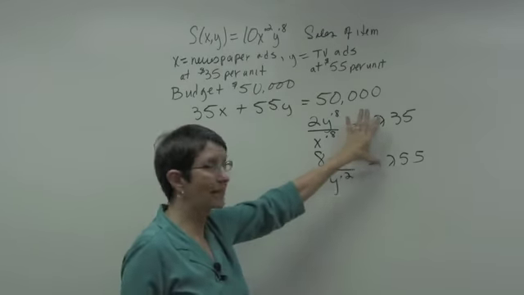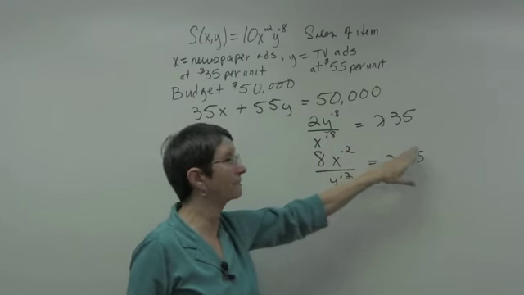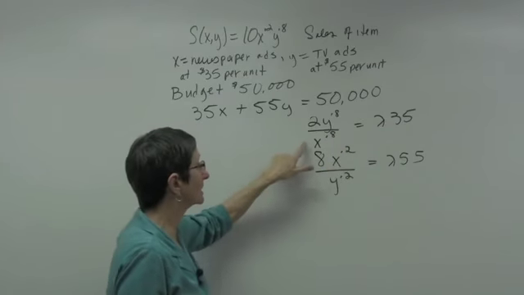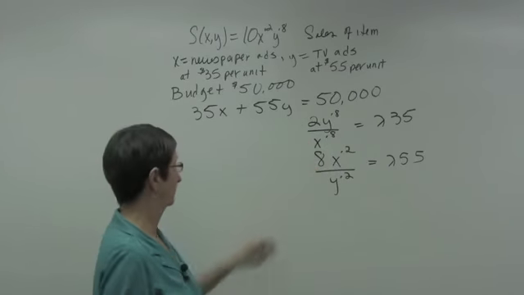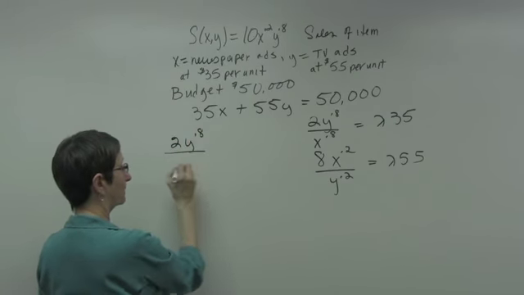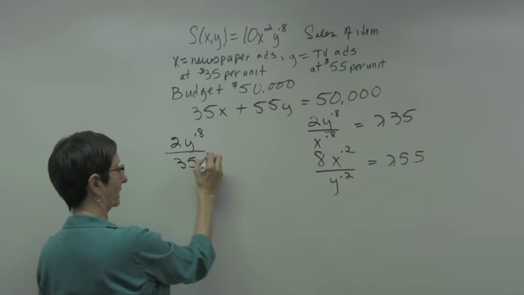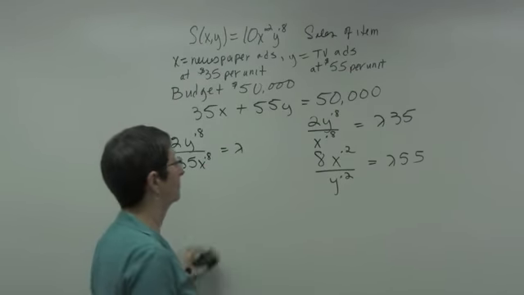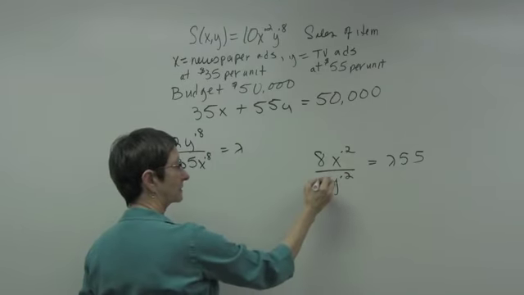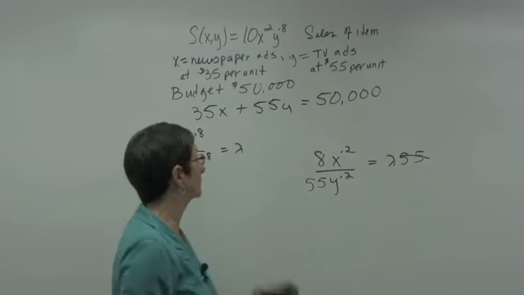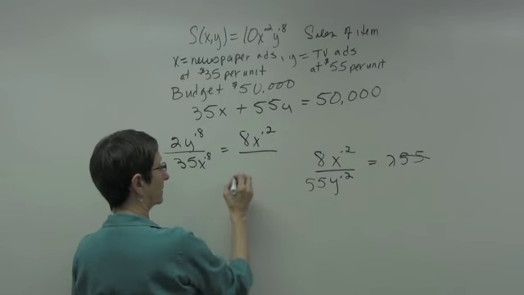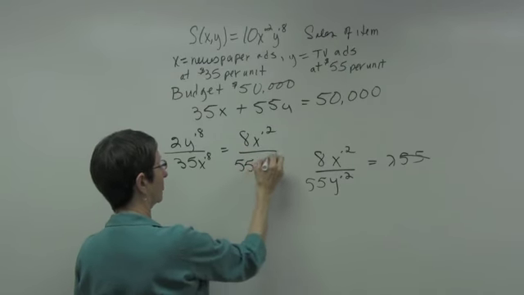When I do this, I don't just have them equal to lambda. I need to divide by the 35 and divide by the 55 so they're both equal to lambda. And when you divide, this 35 just goes in the denominator as a multiplier times x. So I have 2y to the 0.8 over 35 x to the 0.8, and that would be equal to lambda. And my second equation, if I divide by 55, I have that equal to lambda. So these are the two equations set equal to each other. 8x to the 0.2 over 55 y to the 0.2.